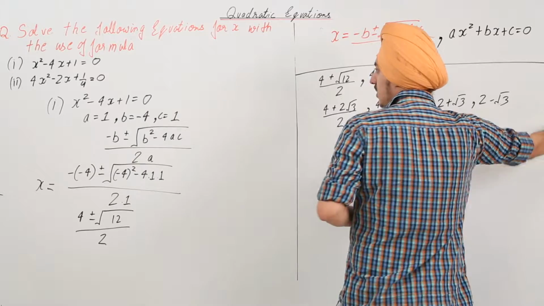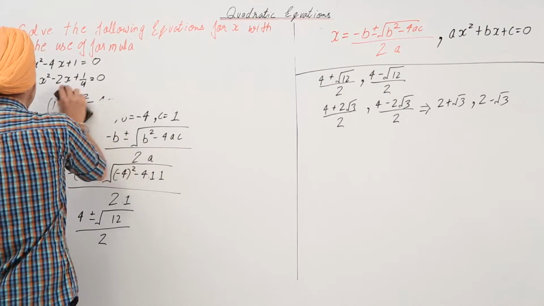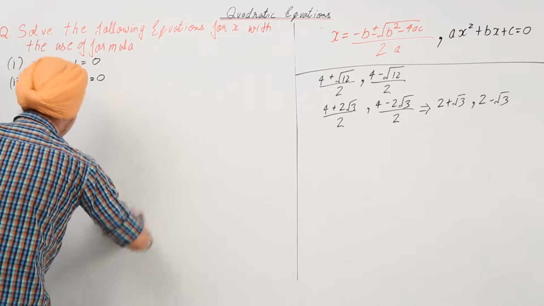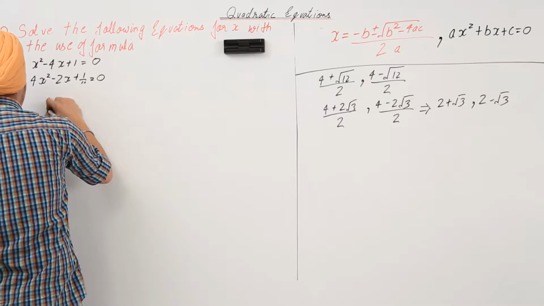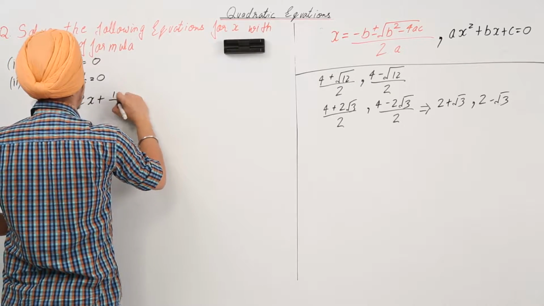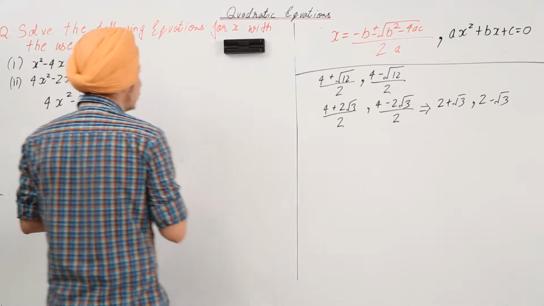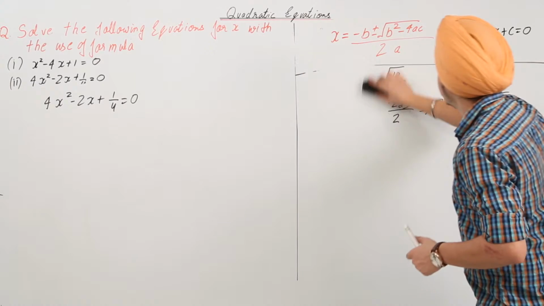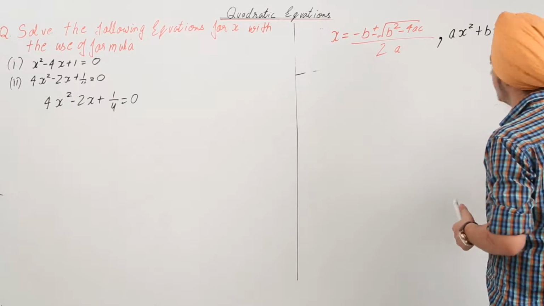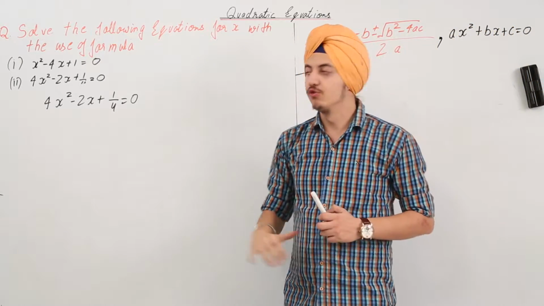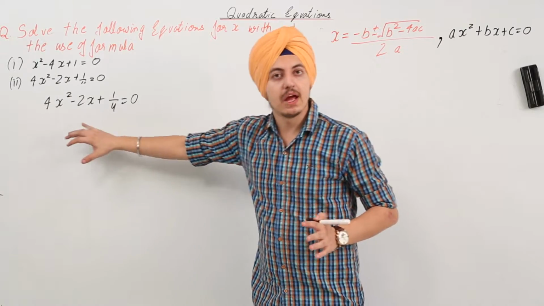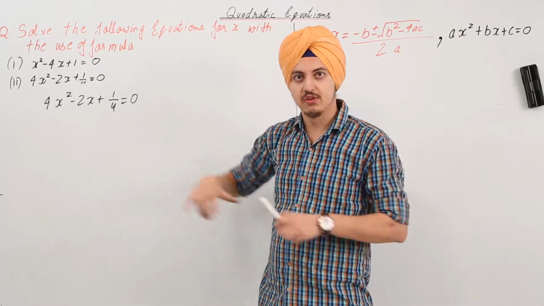Now how do we go about the second part, which says 4x square minus 2x plus 1 by 4 equal to 0. Now what was the first and the basic step for calculating the roots by using the formula? First of all, we have to remove all the fractions. So how do we remove this fraction? We multiply the whole of this equation by 4. This fraction will be removed.